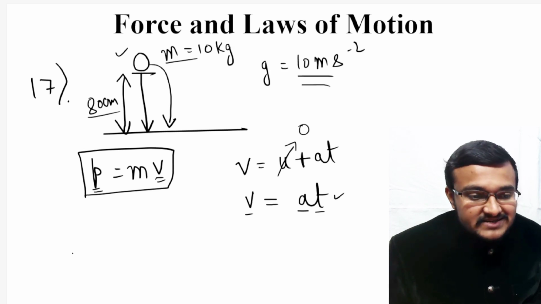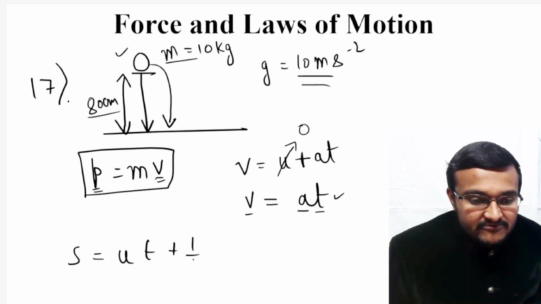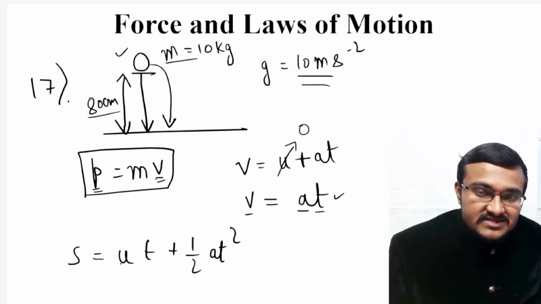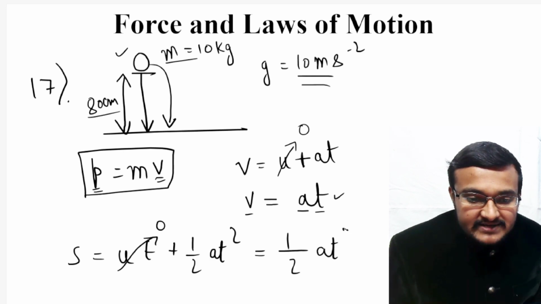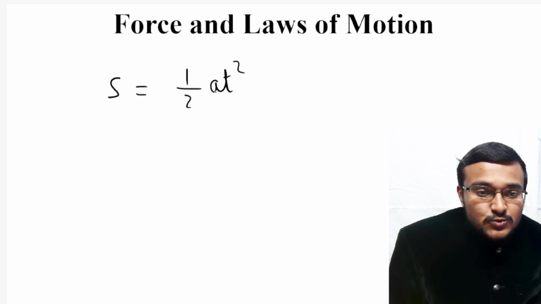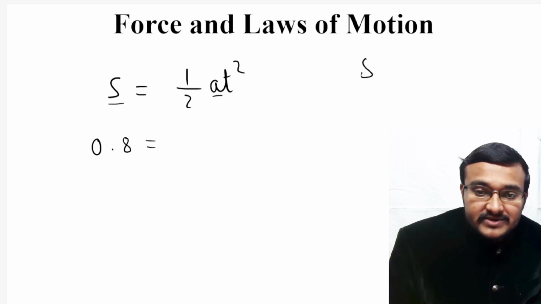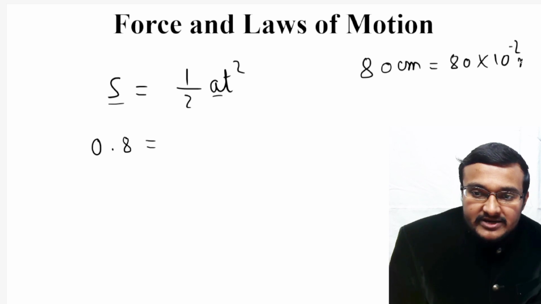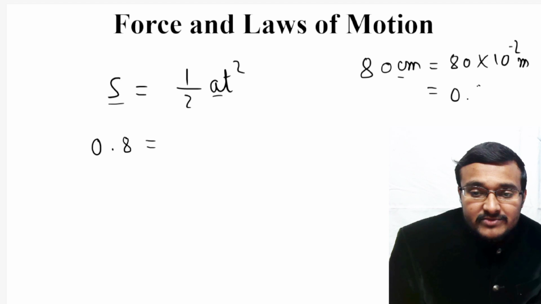In order to calculate this time, we can use the second equation of motion, that is s is equal to ut plus half at square. Here u is 0, so this entire term becomes 0. So we have s is equal to half at square. We know the acceleration, and we know the distance, that is 80 centimeter. In the place of 80 centimeter, I will write 0.8 because everything should be written in SI unit. 80 centimeter is equal to 80 into 10 power minus 2 meter, because centi is 10 power minus 2. So 80 into 10 power minus 2 is 0.8 meter.